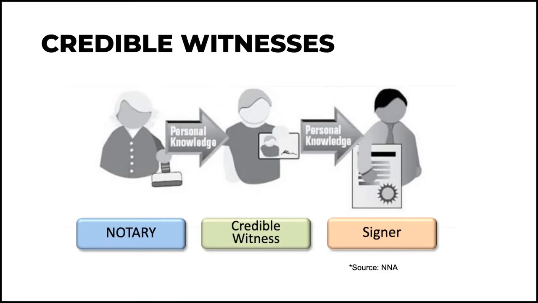No matter what happens, whichever type of identification you're using, you're always annotating that in your journal. All right. I'm sure I lost a lot of people on that one, but that's what we have the Q&A for. Just know that you can use a credible witness to vouch for the signer. And it's typically going to be under oath. And they usually have to be over the age of 18.